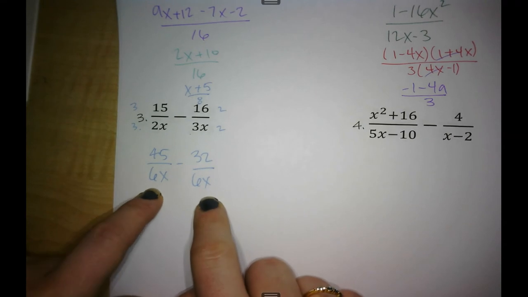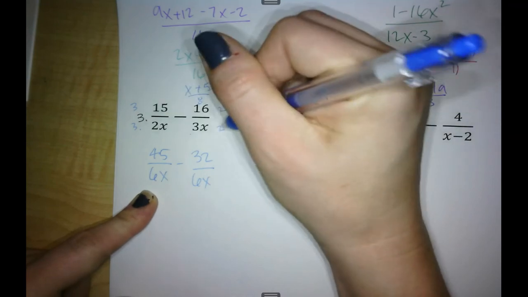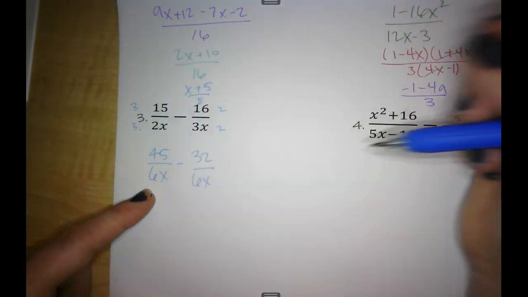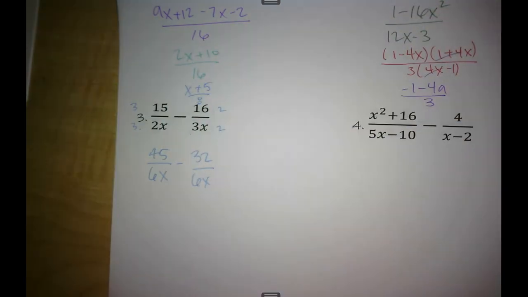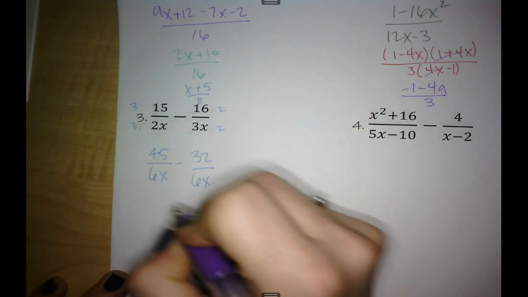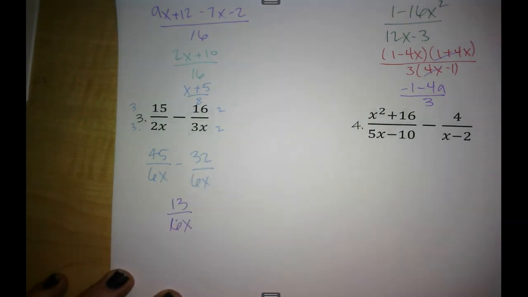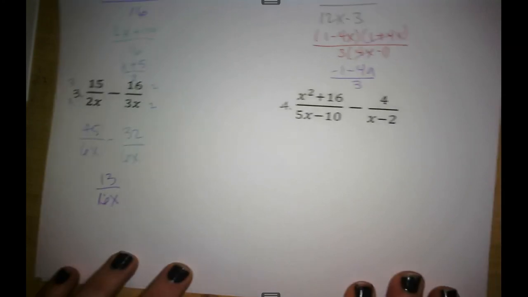So you don't always have to multiply by the exact thing. If I multiplied by 2x and 3x, then I'd have a bunch of x squareds. They'd still be the same base, but it'd just be a little bit more complicated. So I'm going to take 45 minus 32, 13 over 6x, and I cannot simplify that any further.